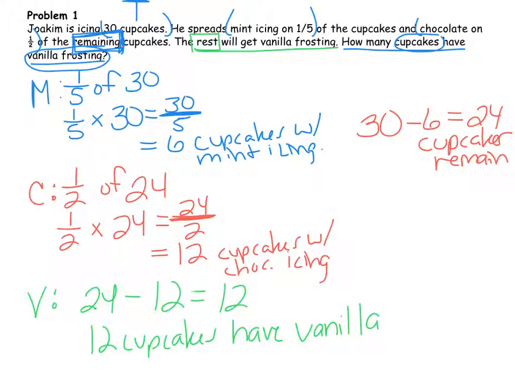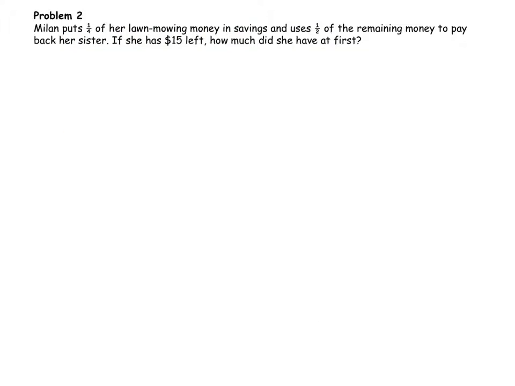It didn't ask for a fraction, so I don't have to do a fraction. If it asked for a fraction, I would have to do 12 out of 30. But it doesn't ask, so I don't have to do it. So 12 cupcakes have vanilla frosting. Make sure you showed all your work.